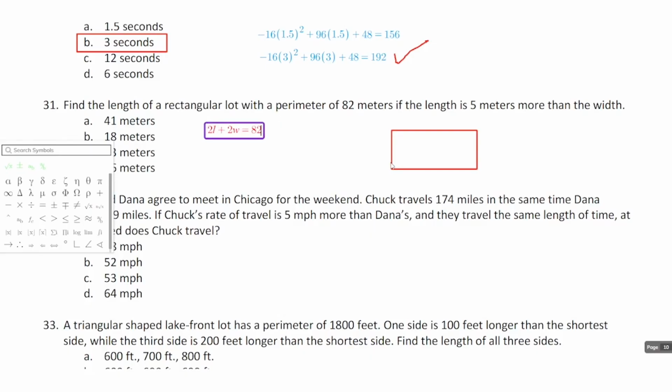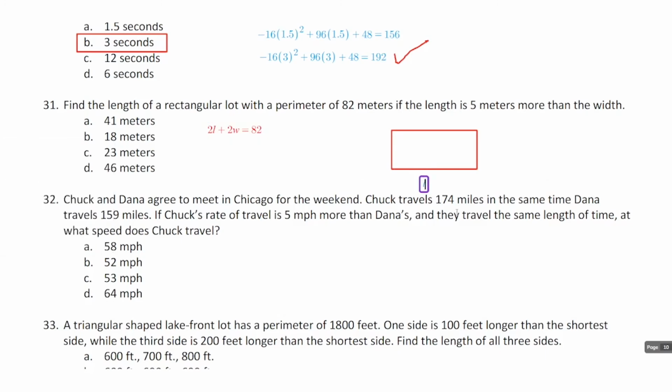It says the length, so I'll make this the length, is 5 more than the width. So 5 plus W, or I'll just write it as W plus 5. And here's the width. So what we want to do is find the length. So if I'm trying to find the length, what I want to do is actually rewrite the width in terms of length. So if the length is 5 more than the width, then the width is 5 less than the length. So the length minus 5.